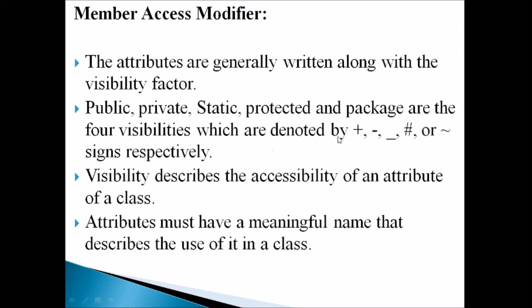It is denoted here in this diagram by some symbols. Symbols are plus, minus, underscore, hash or tilde respectively. Okay, plus is for public, minus is for private, underscore is for static and hash is for protected, then tilde is for package. Okay. Attributes must have a meaningful name that describes the use of it in a class.